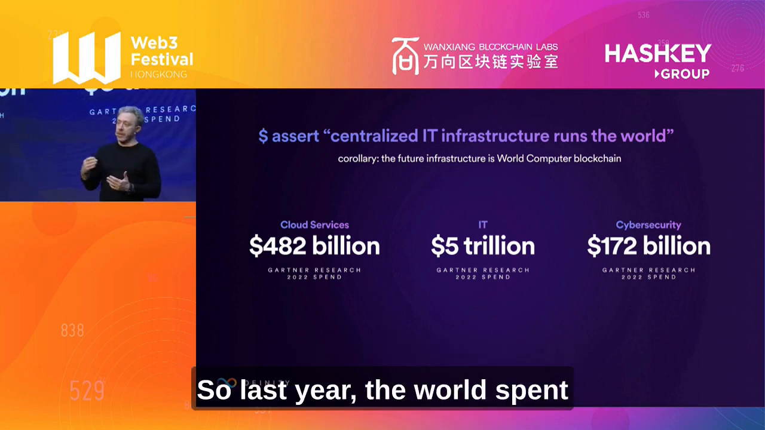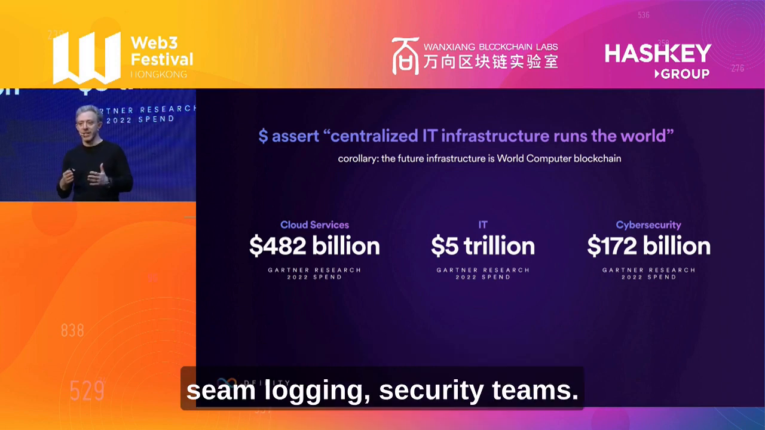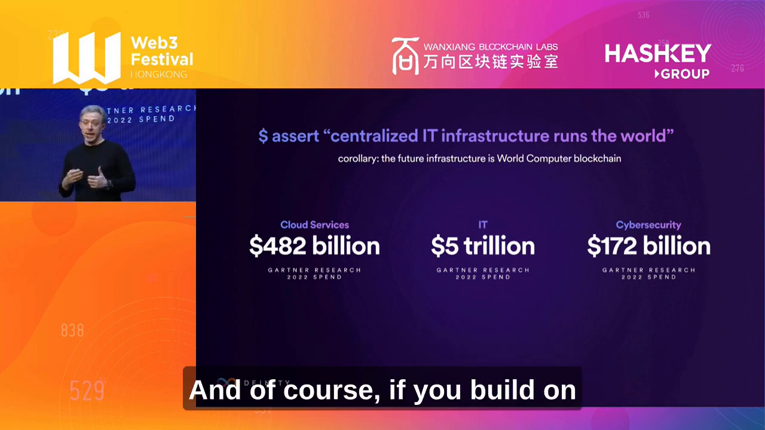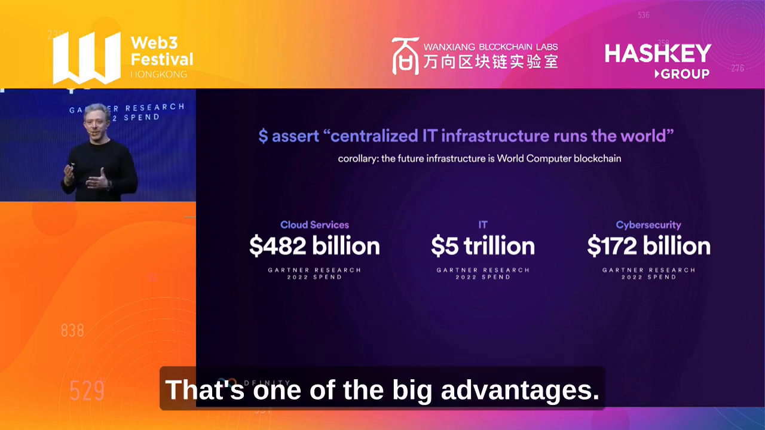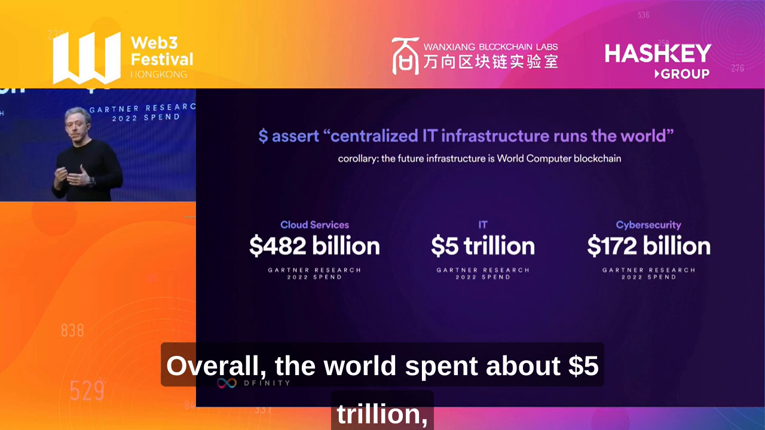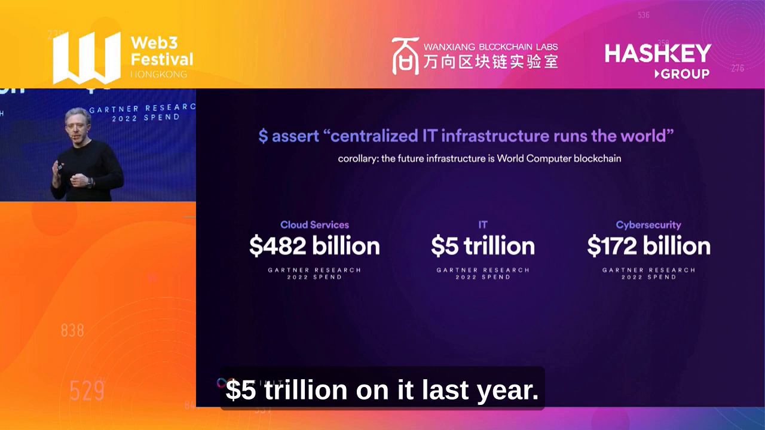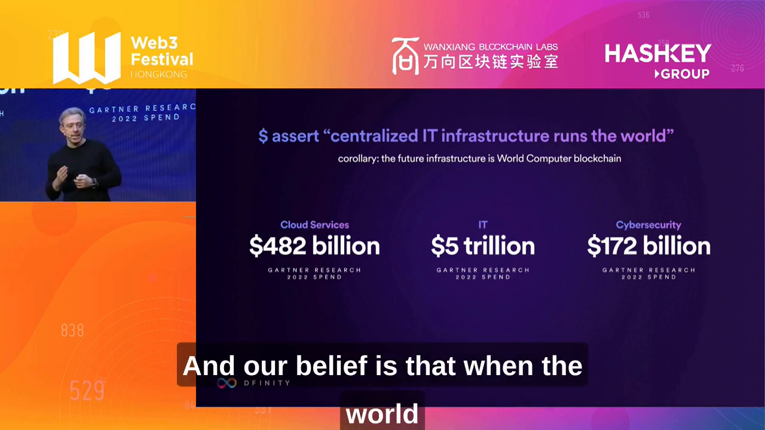So last year, the world spent $172 billion on cybersecurity. Things like firewalls, SIEM logging, security teams. And of course, if you build on a blockchain, you don't need a firewall. That's one of the big advantages. You don't actually need a firewall. Overall, the world spent about $5 trillion on IT last year. It's an awful lot of money.